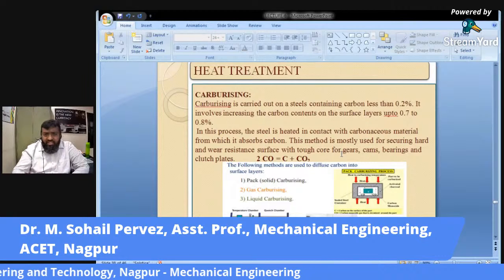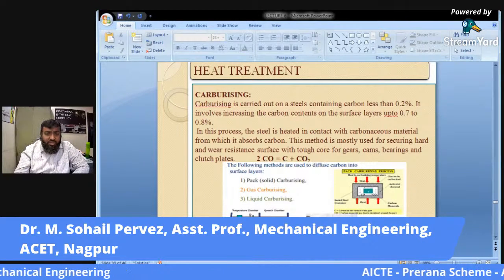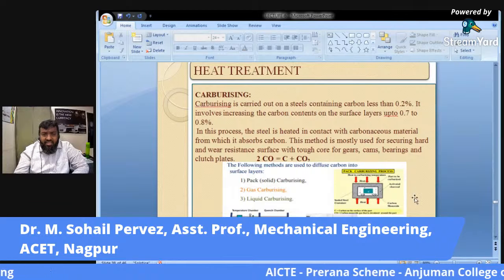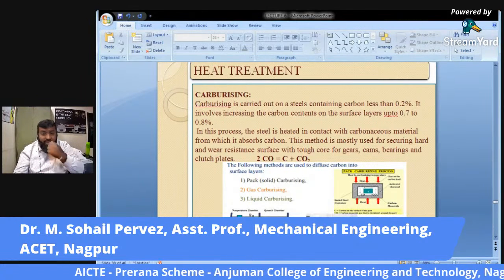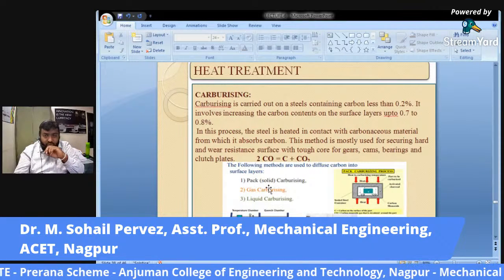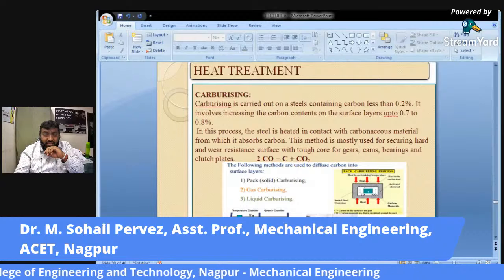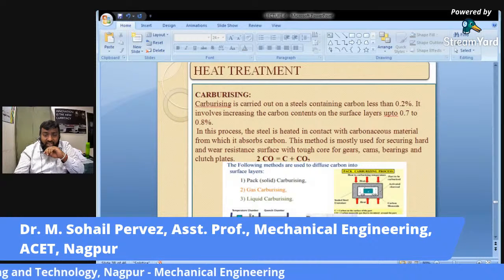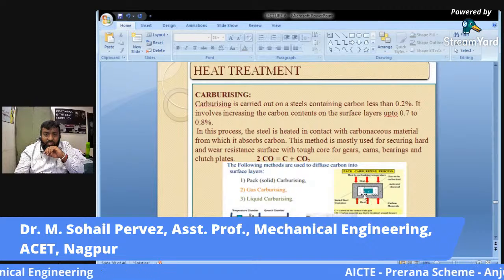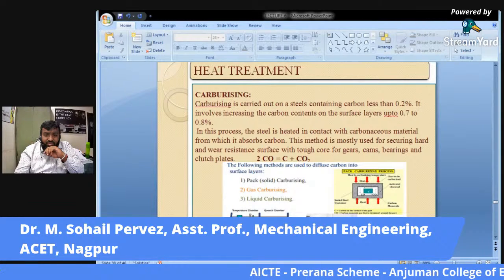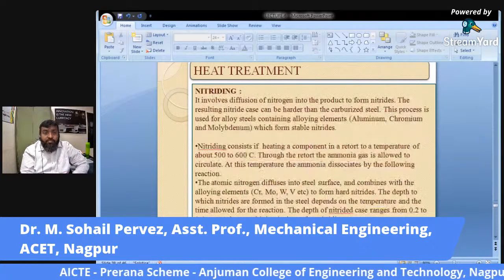So a surrounding is provided, carbonaceous material, say 2CO is equal to CO plus CO2. So these are the generally or frequently used methods of carburizing, wherein solid carburizing is there, gas carburizing is there, and then liquid carburizing is there. This is how solid carburizing, gas carburizing and liquid carburizing have been depicted with the diagram itself.